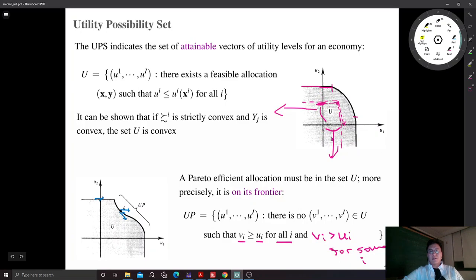So it looks like this. Whenever we have 2 points inside the set, so this utility level is attainable, and this is also attainable, then any linear combination between these 2 points, so any utility levels on this line segment are also attainable. Okay.